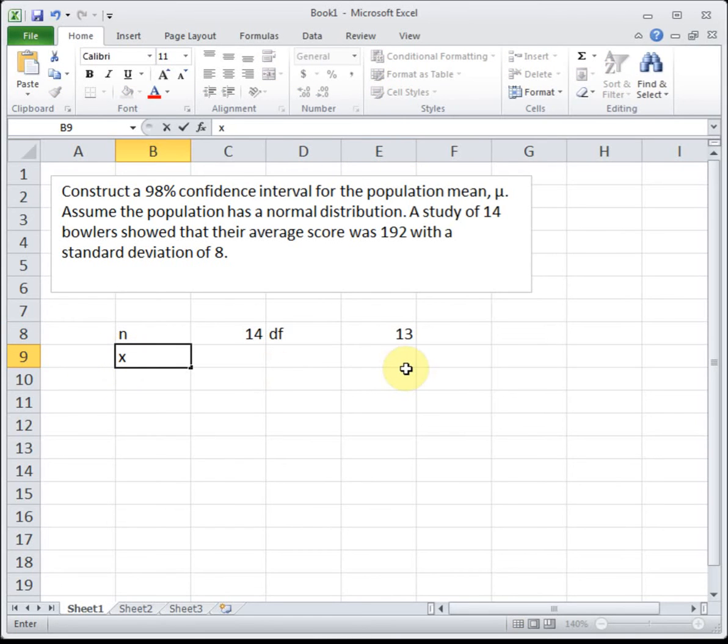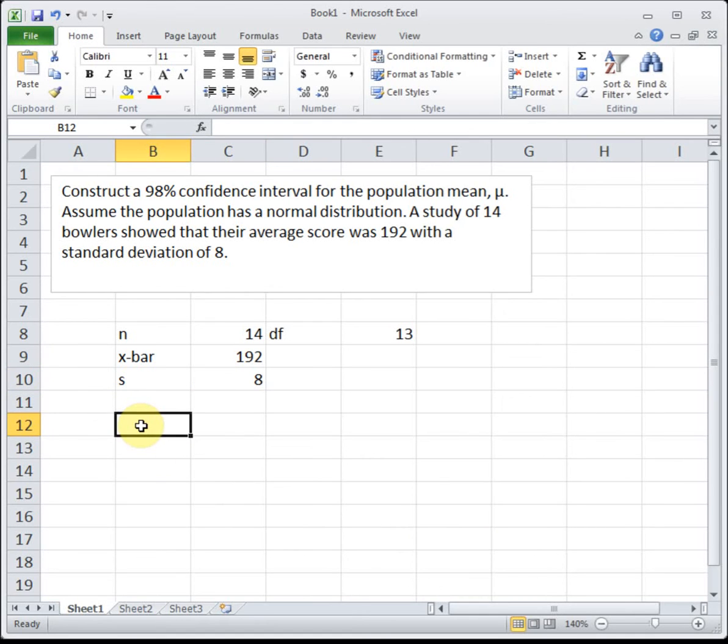Then we need to make sure we know x bar. Sometimes you'll be given a set of data and you'll have to type in all of the data and then use the average function in Excel to find the x bar. But in this problem they tell us the average is 192, so I'm just going to type that in. Then we also need to know s. S is our sample standard deviation, so if we were given a set of data, we would have to use the stdev.s function to find it, but in this case we're told that the sample standard deviation is 8.